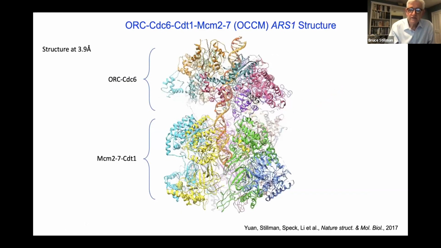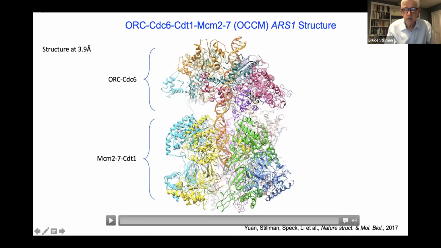So this is the OCCM. This is the structure that we obtained in 2017. It's the structure of ORC and CDC6 on the top with the origin DNA shown here, and then a single MCM complex with CTD1 shown in blue. This is formed in the absence of ATP hydrolysis, but with ATP. There's ATP in this structure.